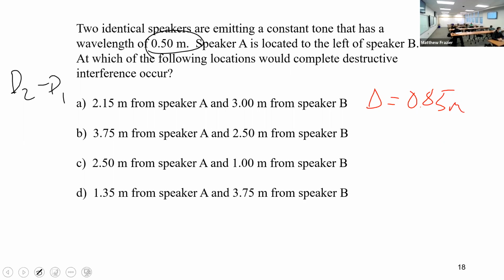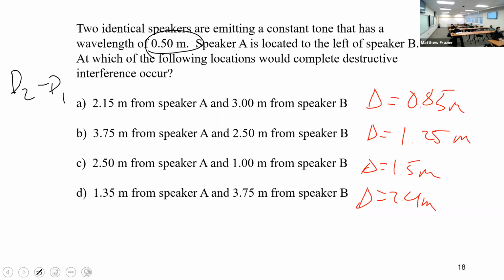Then for the second one, we have 3 3/4 and 2.5. So we have 1 and 1/4 meters. So for the third one, we have 2.5 and 1. So delta here is 1.5 meters. And then for the fourth one, we have something weird. It's 3 and 2, so delta is 2.4. All right.